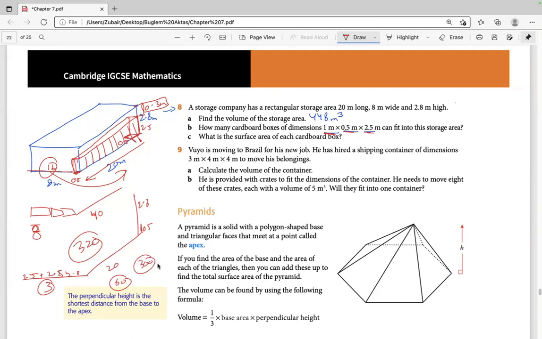So it wastes more space. In the previous assumption, we were getting 320. And in this new orientation, we are getting 300. Because at the end, again, 0.3 is left at the top because it was 2.8. And this 0.5 meter is also left because that was 8 meters, which is also a waste.